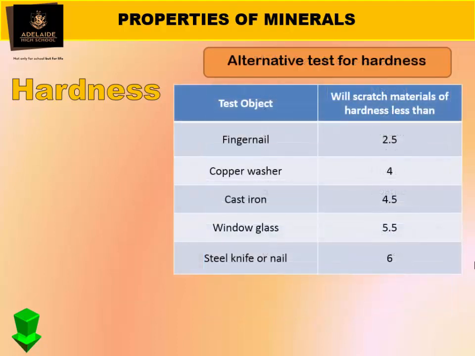This is an alternative test for hardness here. Okay, fingernails, copper washers, and I'm not really fussed on this, but it is just to tell you that if you're using a test object, for example, a fingernail, and if you're able to scratch it, the hardness is less than 2.5. That's what it means, all right? If it's a steel knife or a nail, it'll be less than 6 in terms of the hardness of the mineral, okay?